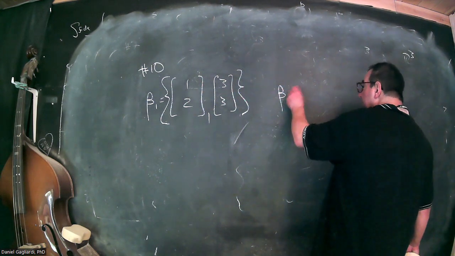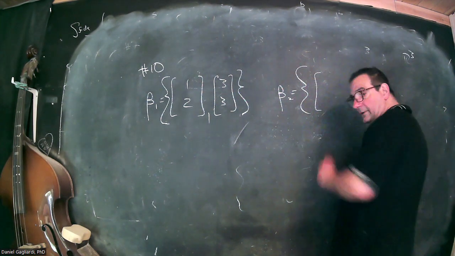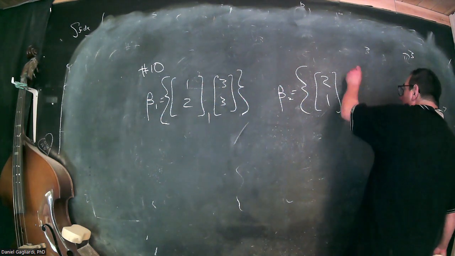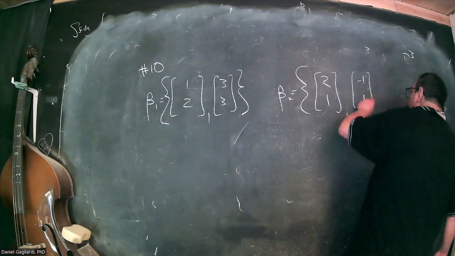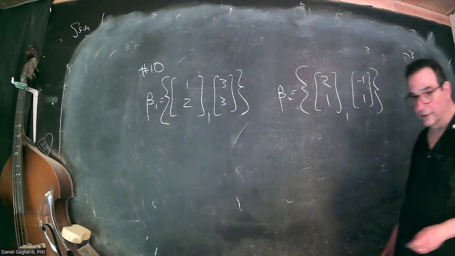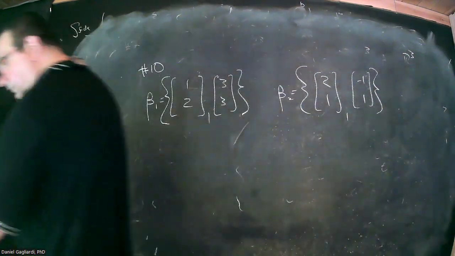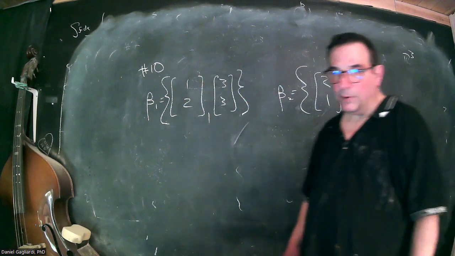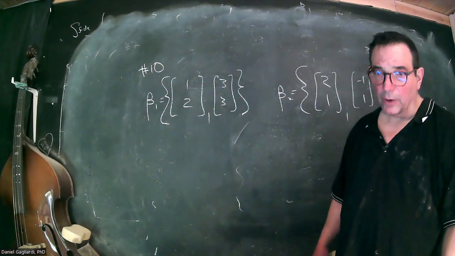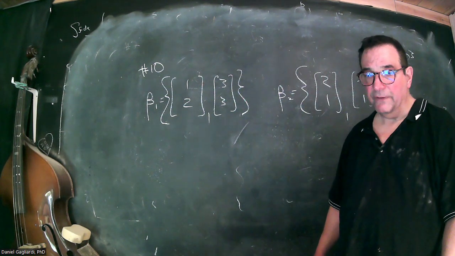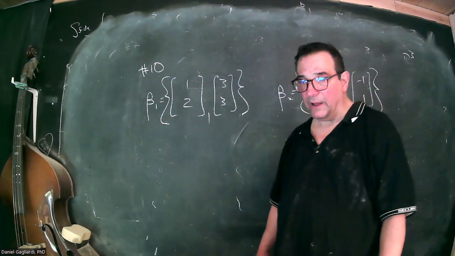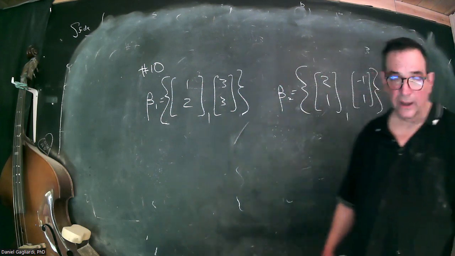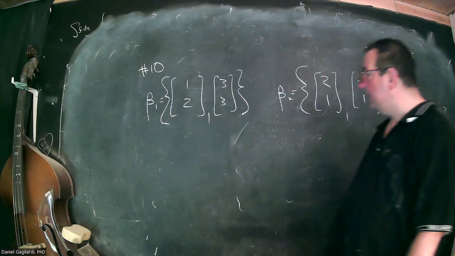Basis 2, beta 2, is equal to the 2 vectors (2, 1) and (-1, 1). These 2 vectors also are linearly independent. They're not parallel. Therefore, they also span two-dimensional space. So problem number 1, part 1 of 10, says v is equal to the target vector (4, 5). Find the coordinates of v relative to beta 1 and the coordinates of v relative to beta 2.